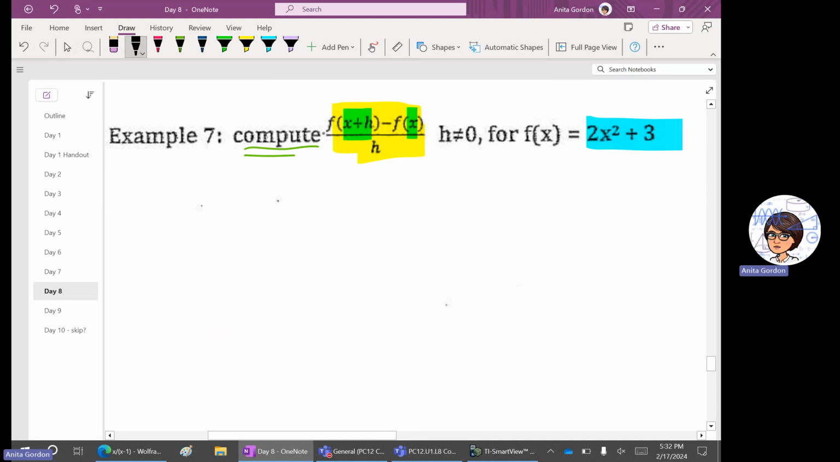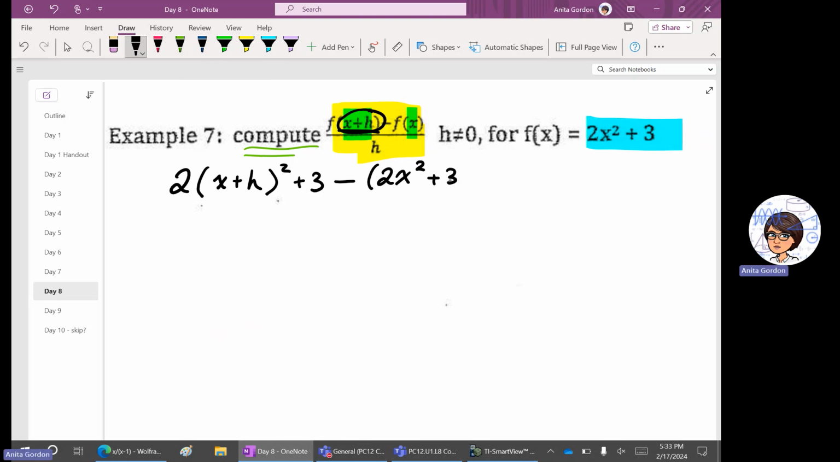We're going to have the function evaluated at x plus h. So what is the function? 2x squared plus 3. But instead of just x, I'm going to write x plus h, minus the regular f of x, 2x squared plus 3. So that is our numerator, and our denominator is just h.